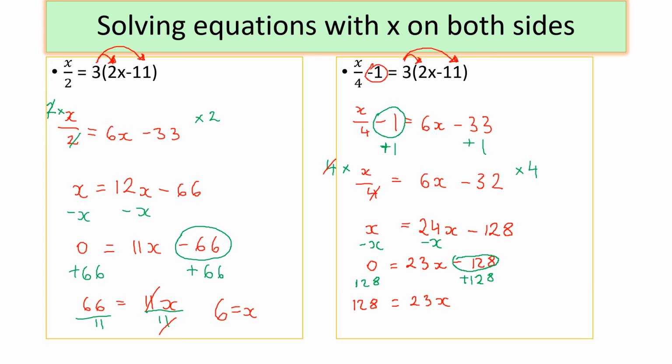23x means 23 times x, so I need to do the opposite, which is dividing by 23. And the answer is going to be a fraction. x equals 5 and 13 over 23.